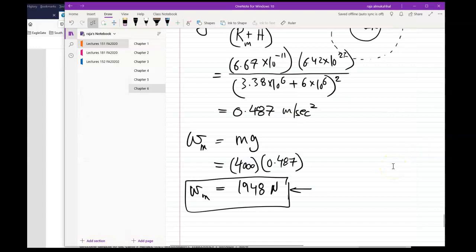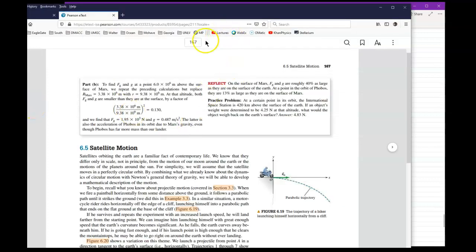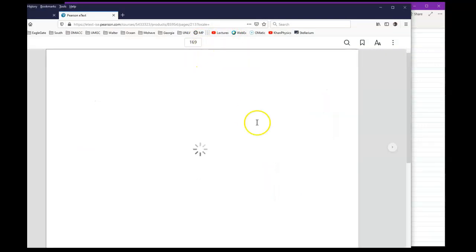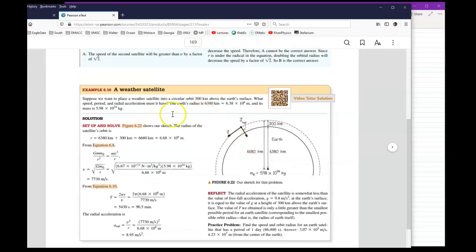Okay, good. The next topic within gravitation, or subtopic, if you will, is satellite motion. I'm going to explain satellite motion through the last example that I'm going to work on, and that is example 6.10 on page 169. It's right here. Okay.